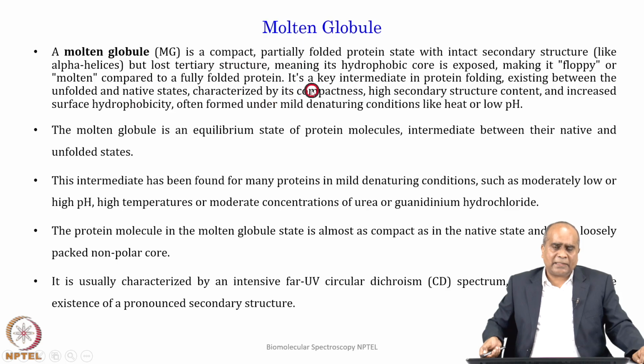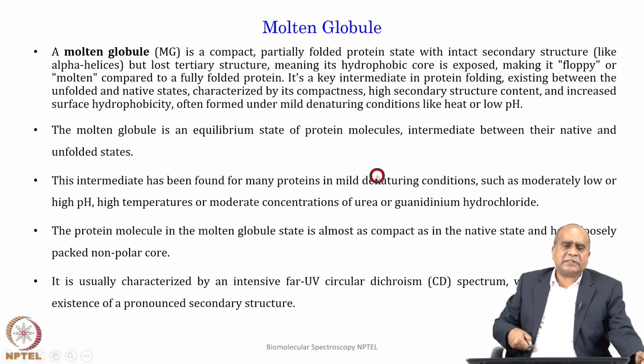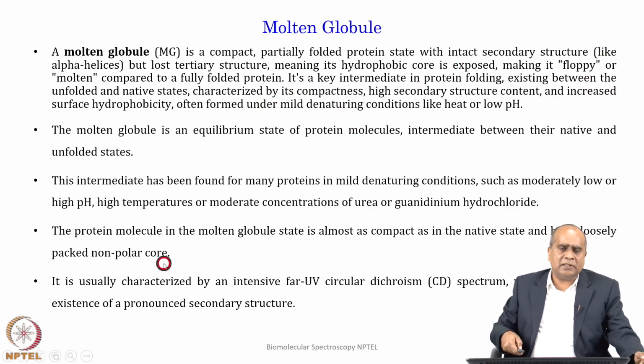It has a still compact structure and high secondary structure content, but increased surface hydrophobicity. So, the molten globule state is most of the time an equilibrium state of the protein molecule, intermediate between the native state and the unfolded state. These intermediates can be found in many proteins with mild denaturation.